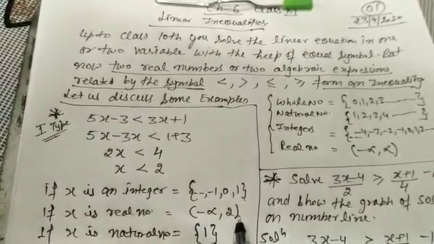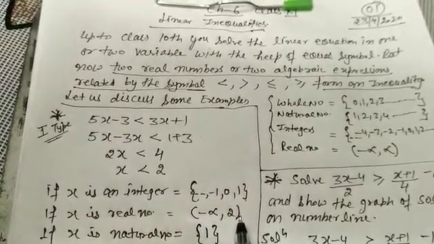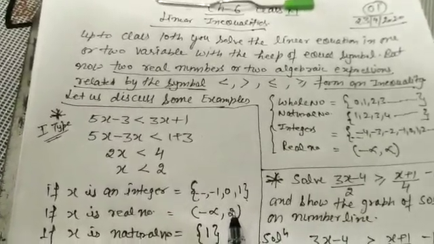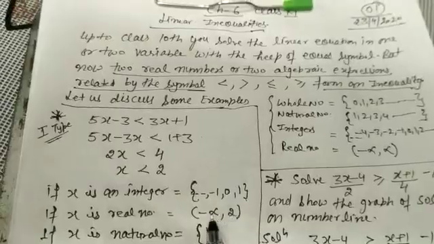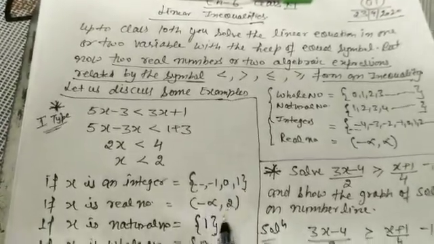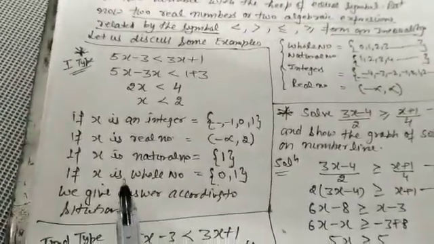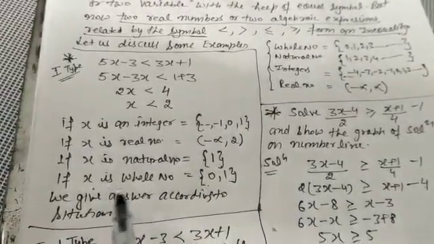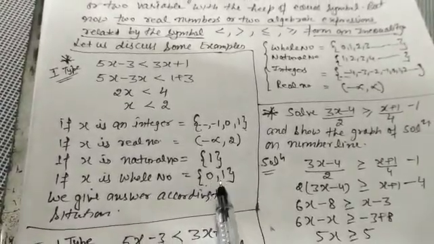In this case, I apply an open bracket. Open bracket means this value will not include 2. Every value less than 2, moving down to infinity, is accepted, but not 2. If we say x is a natural number, then there is only one answer, 1. If it says x is a whole number, then the answer is 0 and 1.